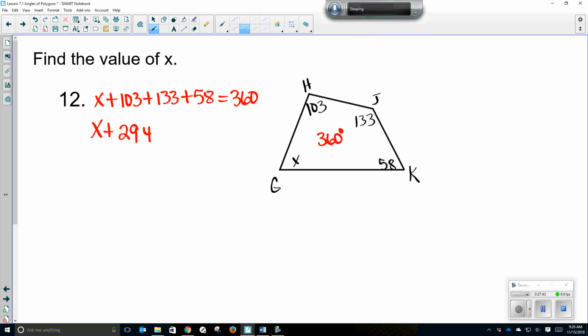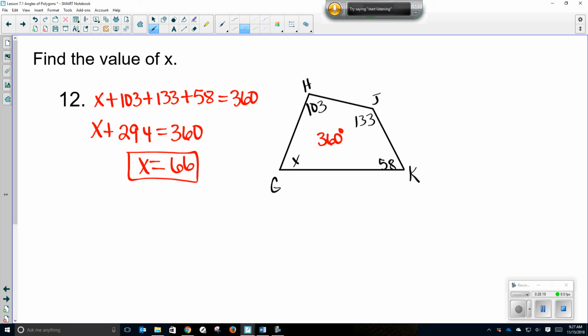Can somebody double check that, please? Is that correct? Anybody verify that? Okay. And then subtract 294 from both sides. That would be 66. All right. There's my answer. And you can double check by adding 66, 103, 133, and 58 to see if it gives you 360.